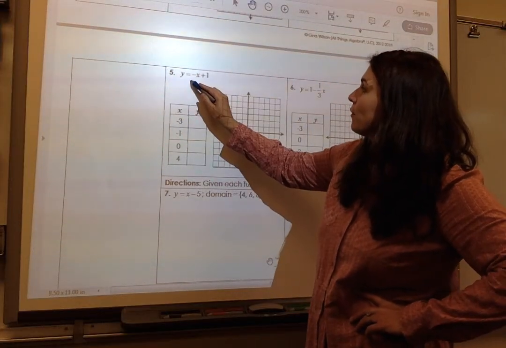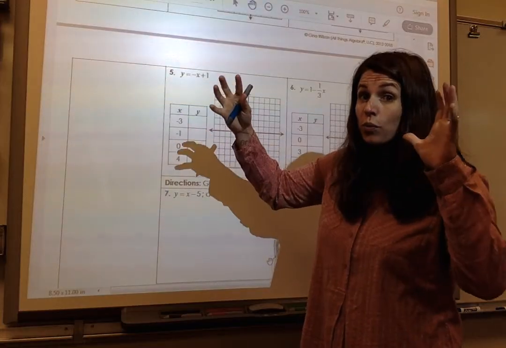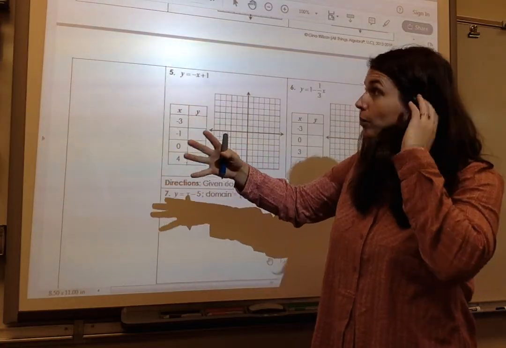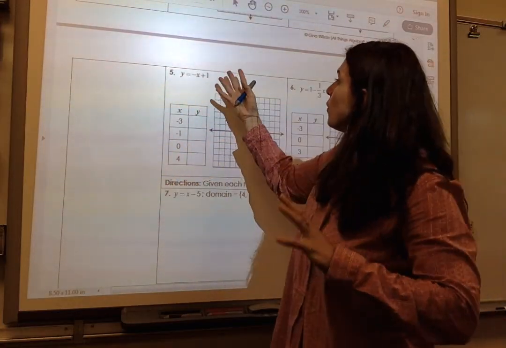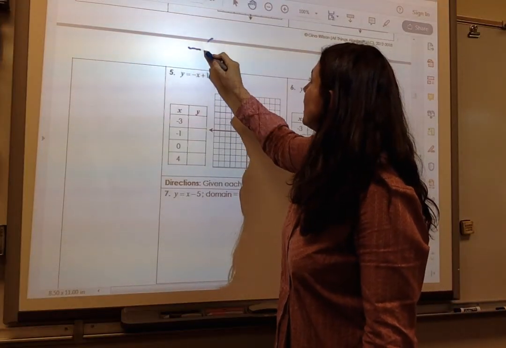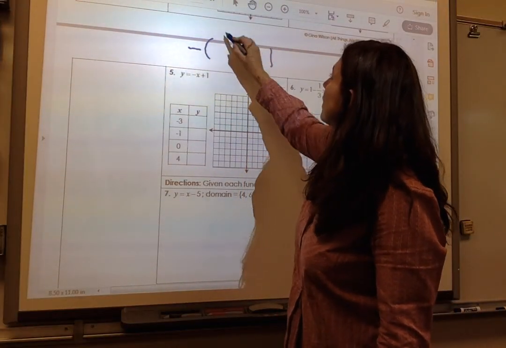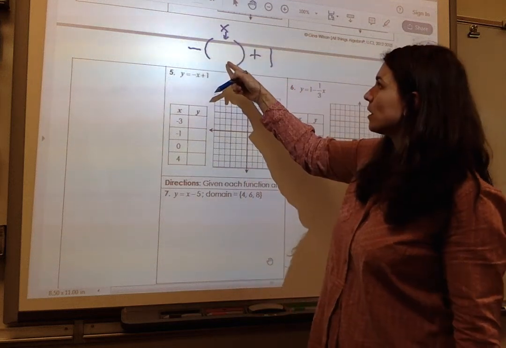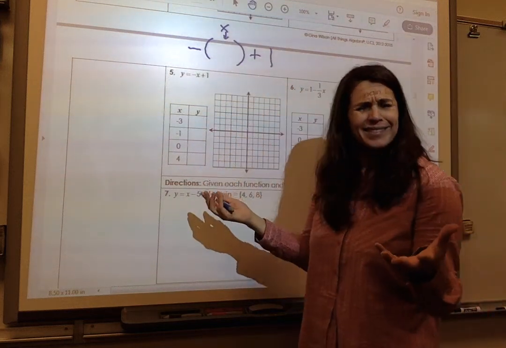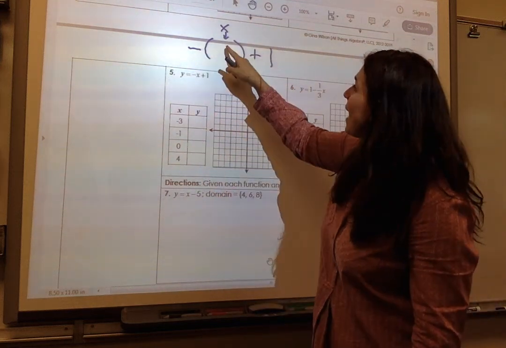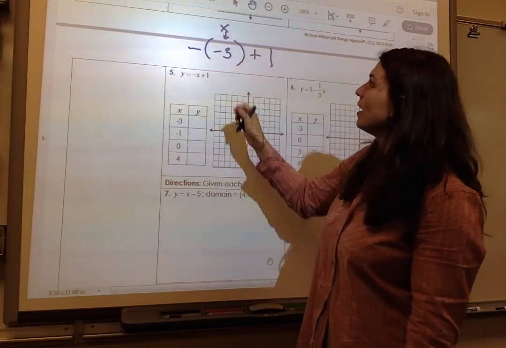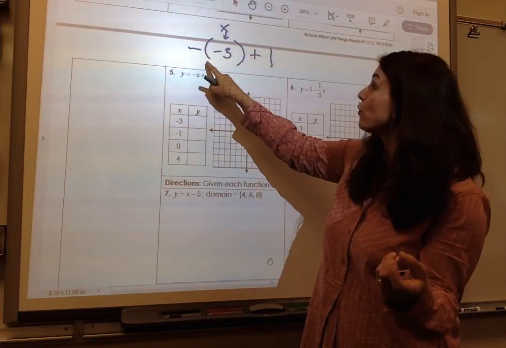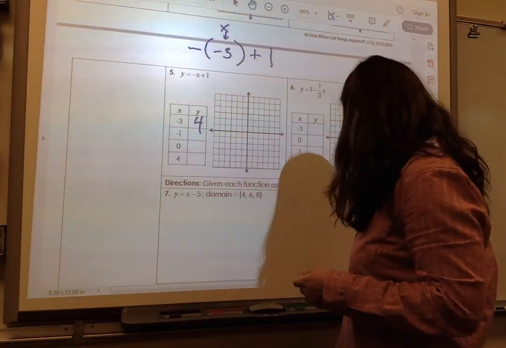When x is negative 3. Now remember from the beginning of the year, most important rule in algebra, put parentheses around those negatives. So if I were to expand this, I would have negative, because I'm going to switch out this x value. So when x is negative 3, a negative and a negative is positive 3. 3 plus 1 is 4.